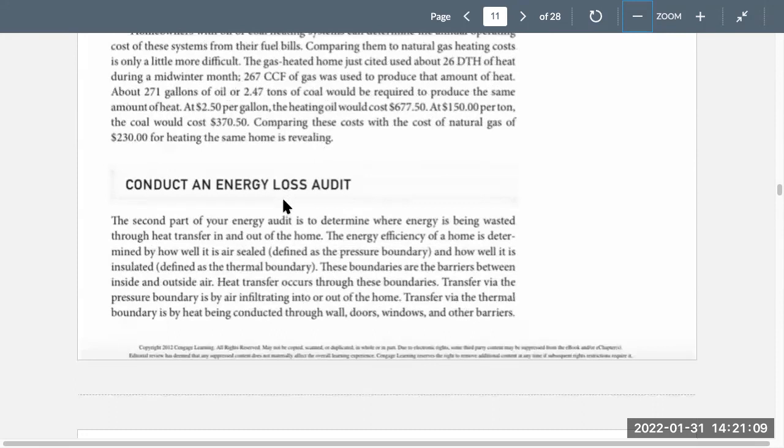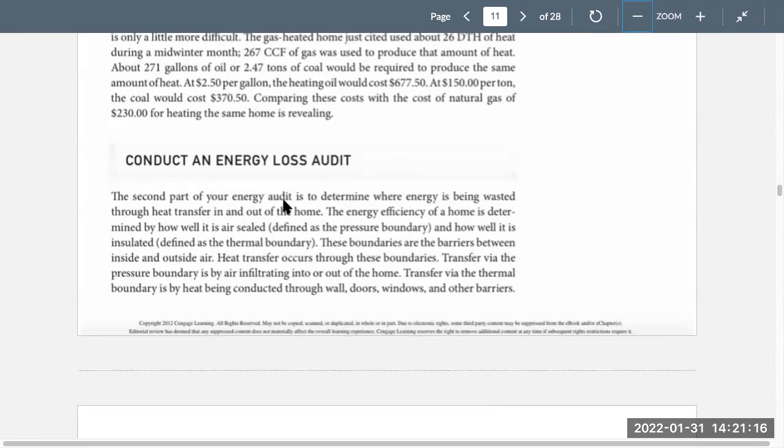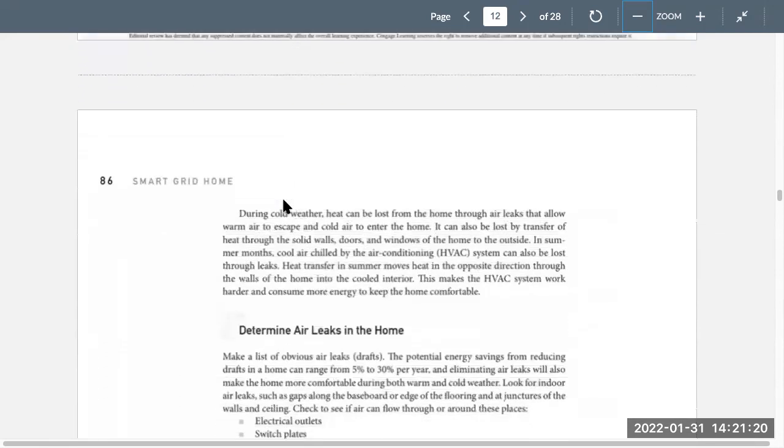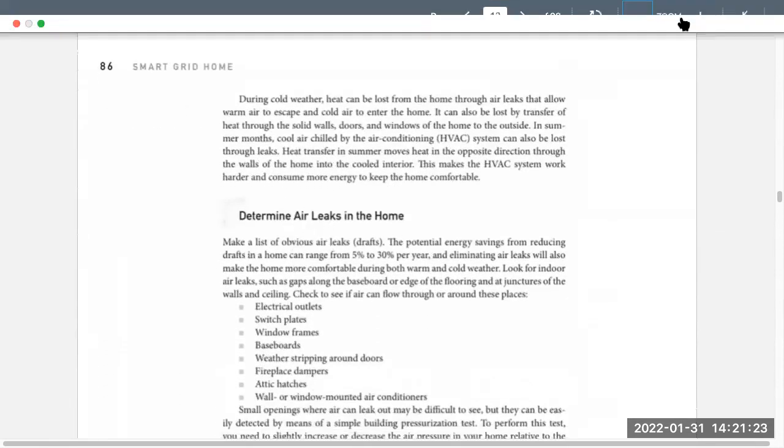So what we want to do is conduct an energy loss audit, or how much energy we're losing through heat transfer. So this is really an energy audit. It's determining the air leaks in the house.